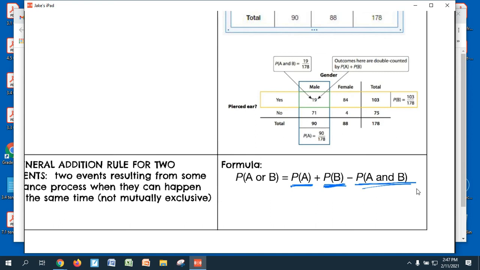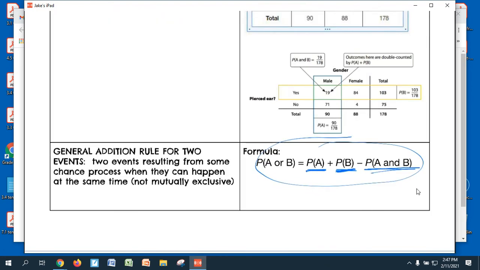All right, so that's the formula that we use because we won't always be given a two-way table where we can easily find that out. But this formula gives us a better indicator when we're given just probabilities of each event.